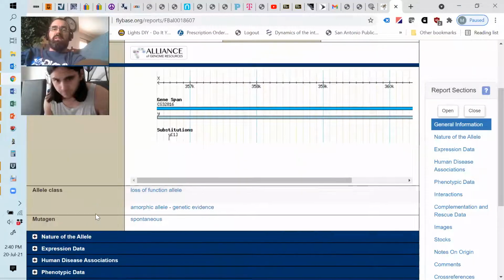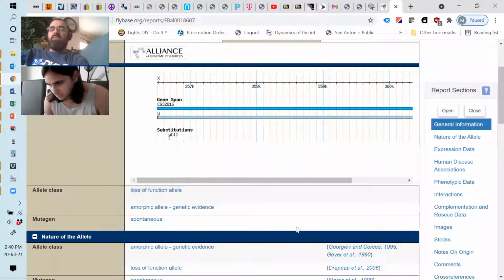Right, so this gives you general information. It's spontaneous, so it just poof, happened. It's loss of function. Why is it a loss of function?